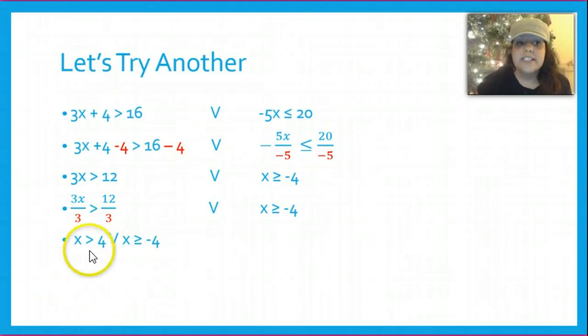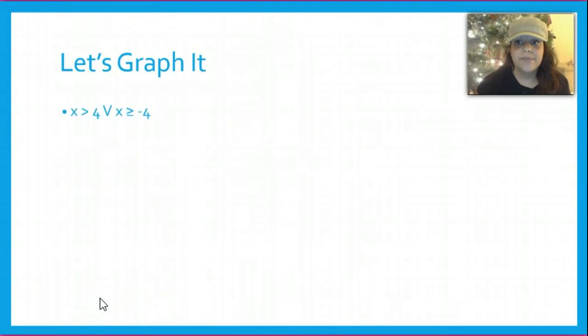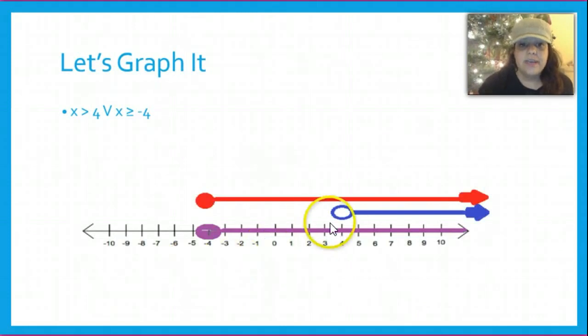Now we're going to take this disjunction and graph it. So the disjunction x is greater than 4, or x is greater than or equal to negative 4, is going to go above the number line, like so. In blue, I'm showing x is greater than 4. Remember that an open circle is not equal to. So I have an open circle there, and if x is greater than 4, that means x can be 5, 6, 7, 8, 9, so on and so forth, so I shade in everything to the right.